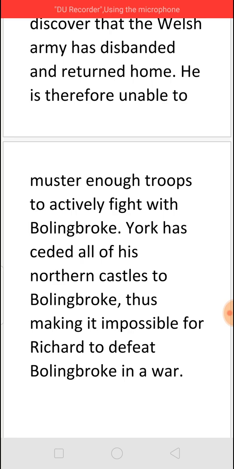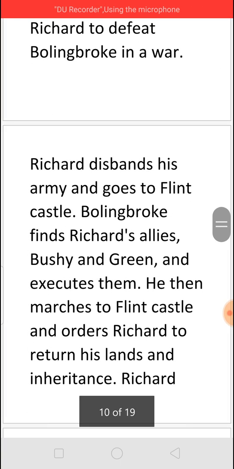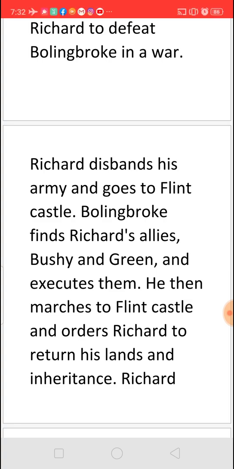And only after coming here he finds out that Bolingbroke has come with a huge army to fight with them. And he understands that the Duke of York also has given his northern castles and everything to Bolingbroke, and he understands that if he fights with Bolingbroke now, he will be easily defeated, so he wants to avoid the war. And so he goes straight away to his Flint castle.